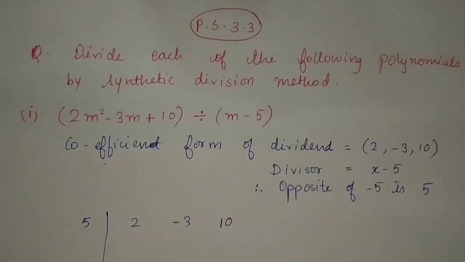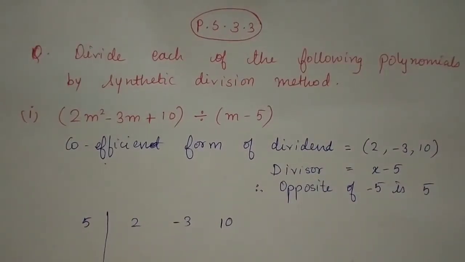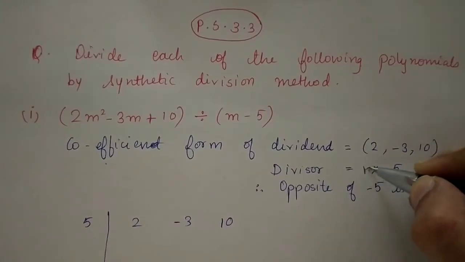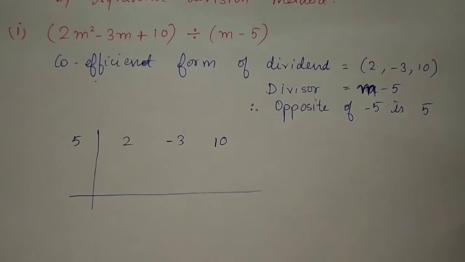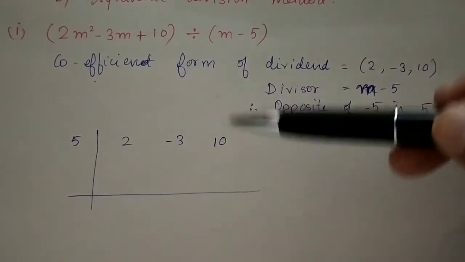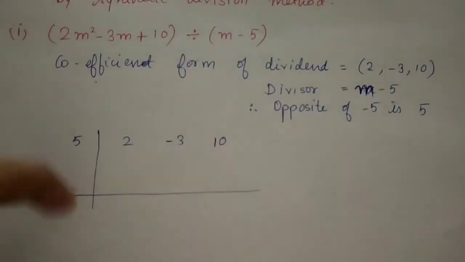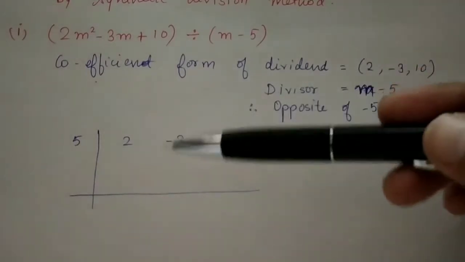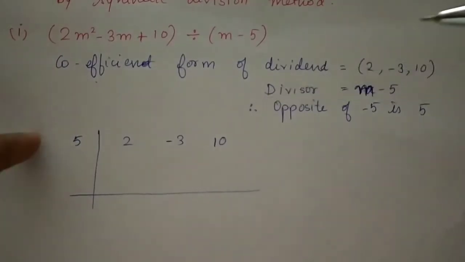That is our third step. Fourth step, go towards the divisor. The divisor is m minus 5. So what will happen is we are going to take the opposite of this number. This is minus 5, so the opposite of minus 5 is plus 5. In the next step, we write down these coefficients 2, -3 and 10 inside. We draw these two lines like the axes, like this is the y-axis and this is the x-axis, and we write down these numbers 2, -3 and 10, and this opposite of minus 5, which is 5, we write down outside.